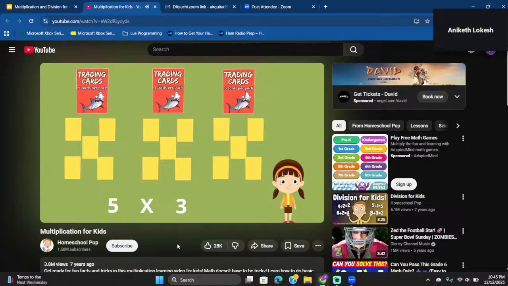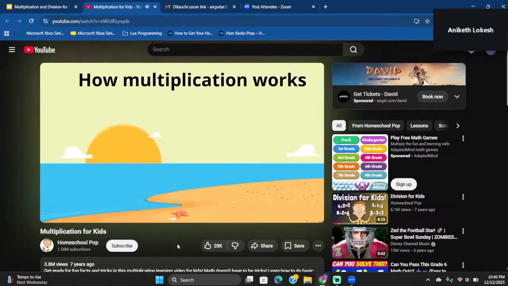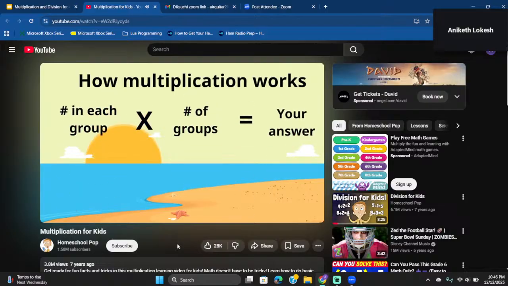We're going to skip count to find out. 5, 10, 15. 5 times 3 equals 15. You have 15 trading cards. Alright, this is how it works. You take the number in each group times the number of groups and you get your answer.